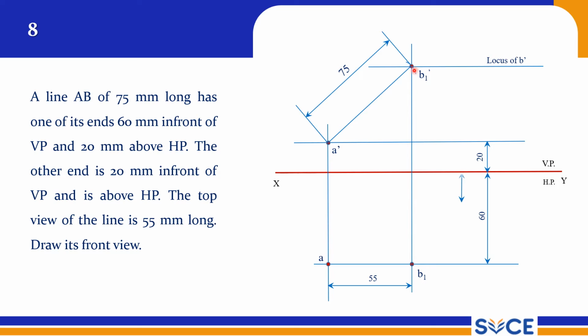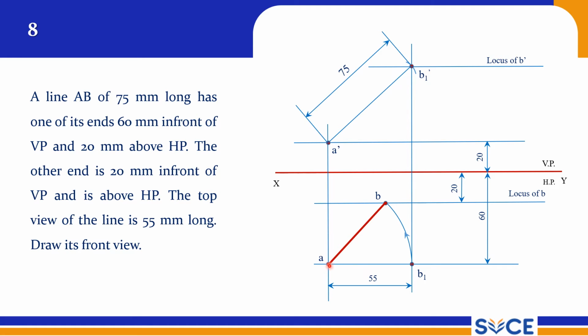So now the first step is finished, and the in-front-of-VP distance is given. The other end is 20 in front of VP, so this is 20 and this becomes our locus of B. Now we can rotate this up to here. So this will be our final top view.